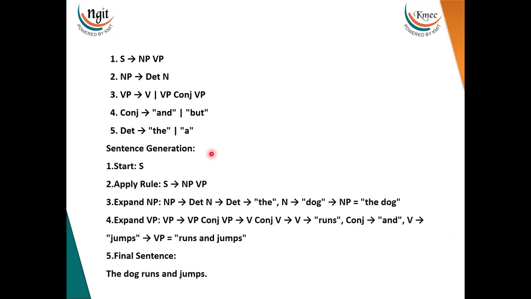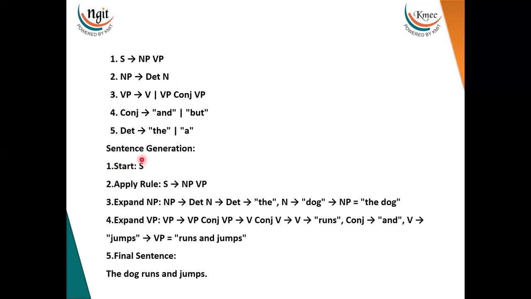Then, let us try to understand with another example. A sentence is a noun phrase and a verb phrase, where noun phrase has a determinant and a noun, and verb phrase is verb phrase in conjunction with verb phrase again. That means including two verb phrases. Conjunction is and or but, and we are trying to make the coordination here, if you observe. Determinant is the or a.